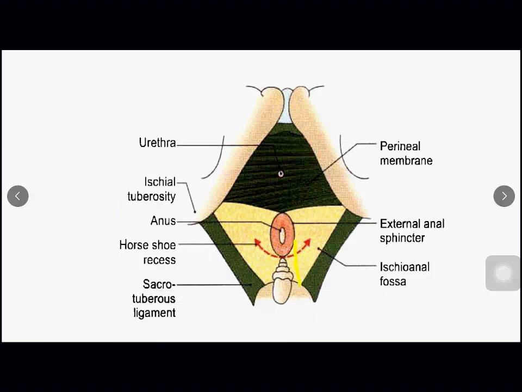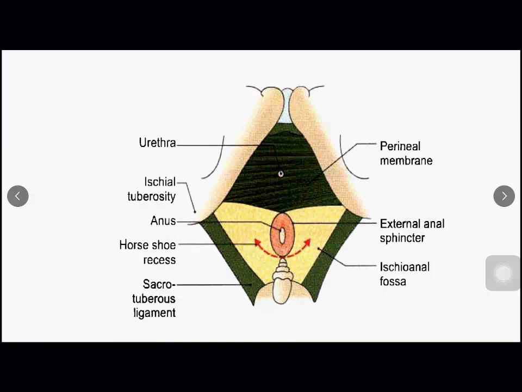Posterior recess will be by the sides of the sacrotuberous ligament. You have the posterior recess. Okay, and you have a special recess. This is called the horseshoe shaped recess. This is actually connecting the ischiorectal fossa of one side with the ischiorectal fossa of the other side through posteriorly. So this is somewhat horseshoe shaped, so this is called the horseshoe shaped recess.